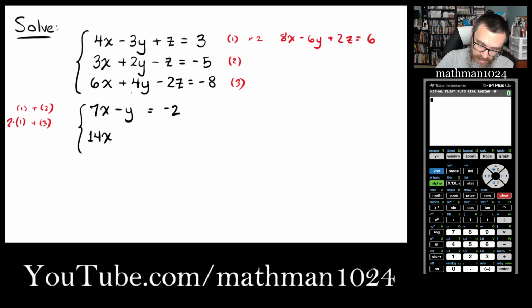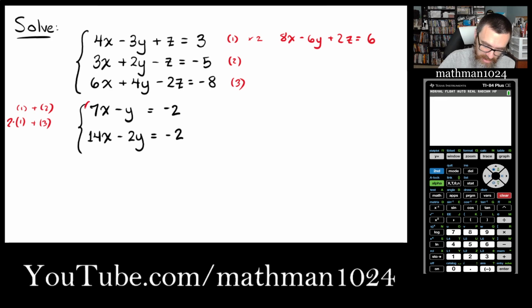-6 plus 4y is -2y. Of course, we know that the positive 2z and negative 2z are going to go away. 6 minus 8 is -2. All right, so now we're down to a system of 2 equations, 2 unknowns. Let's get one of these guys to go away.